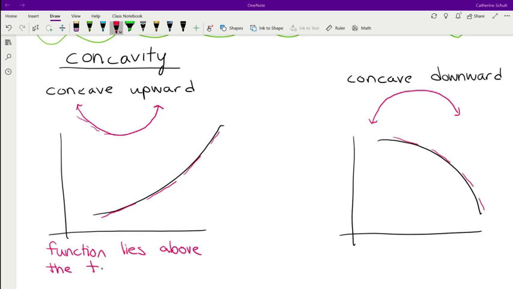For concave up. And when we're concave down, the function lies below the tangent. And again, it doesn't matter if we're increasing or decreasing, concave down, it's going to lie below.